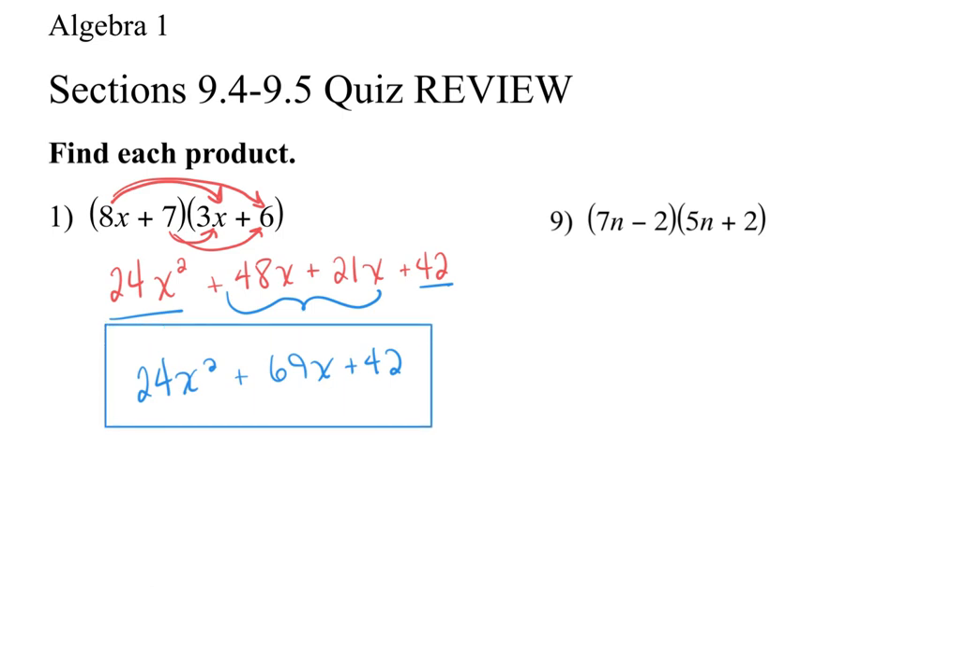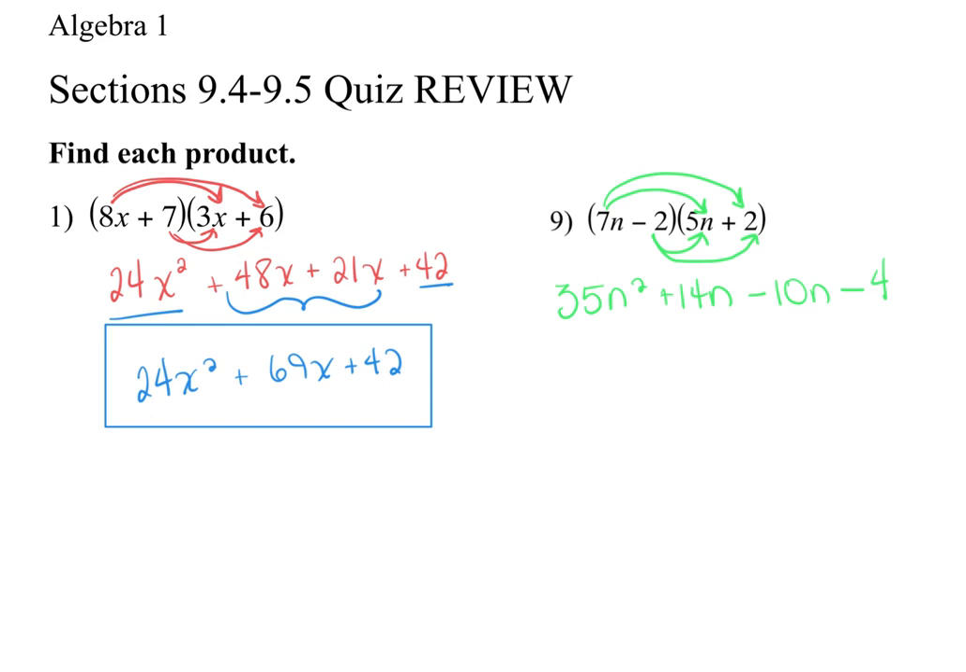All right. The reason I chose the second one is because there is a negative, so pay attention to your positives and negatives. I have 7n times 5n, that is 35n squared. 7n times 2 is 14n. Now I am multiplying negative 2 times positive 5n, that's negative 10n. Negative 2 times positive 2 is negative 4. So remember, whether it's plus or minus in between your terms depends on whether your term is positive or negative, all right?